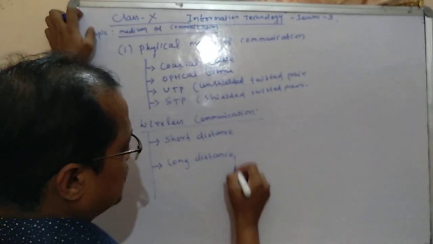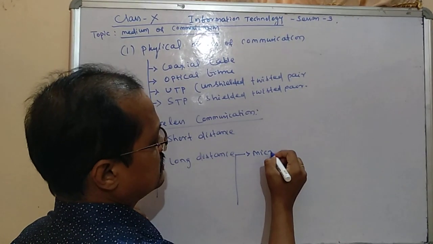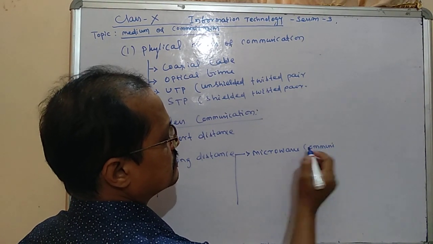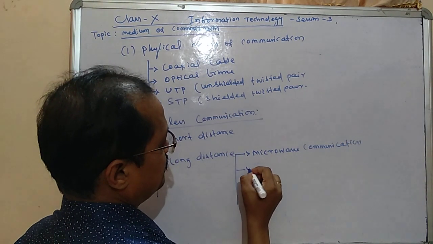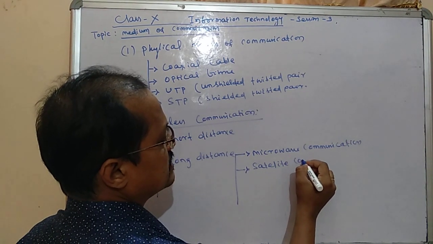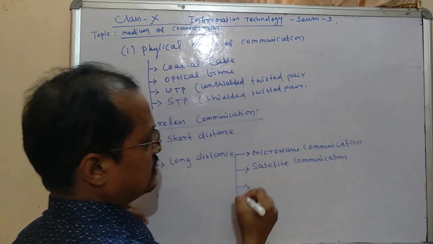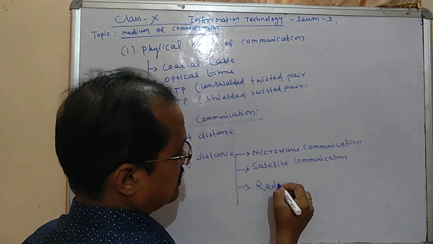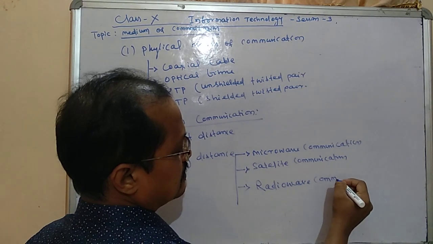In long distance, basically, we are considering microwave communication. Number two, satellite communication. And number three is radio wave communication.